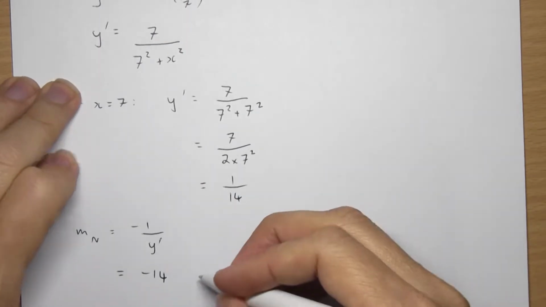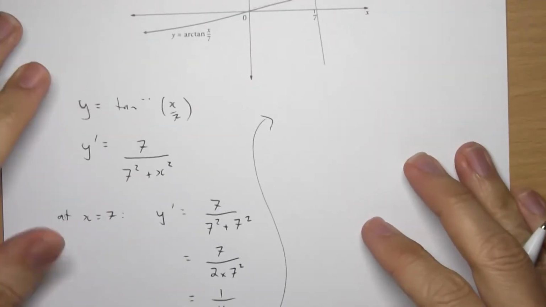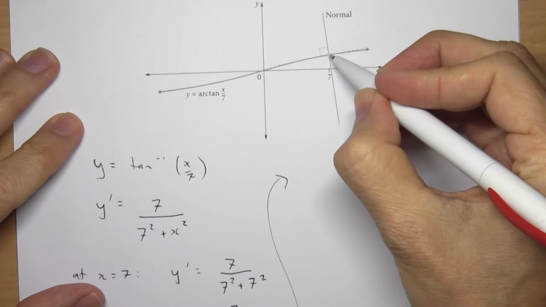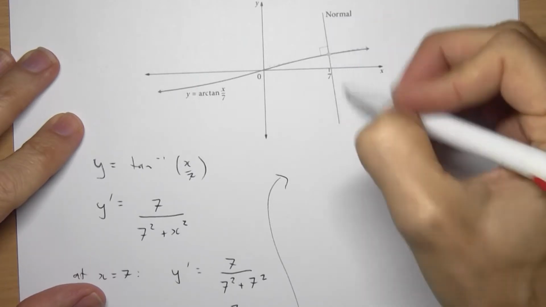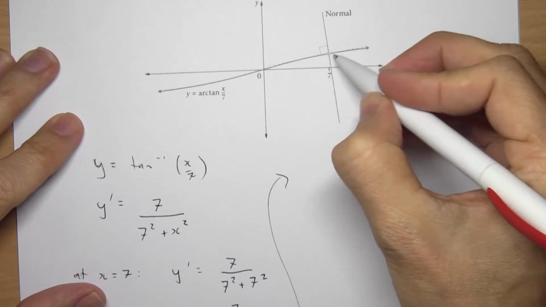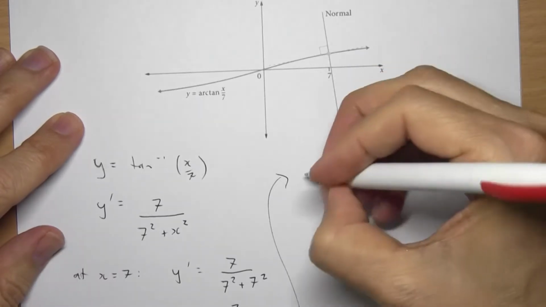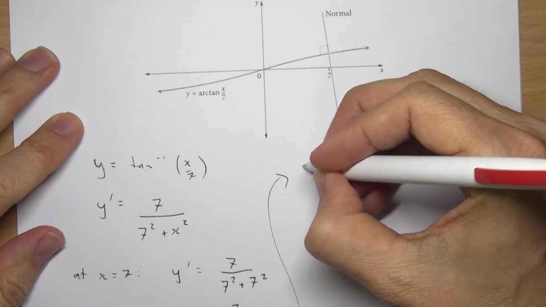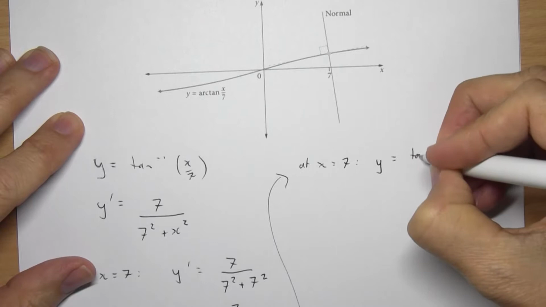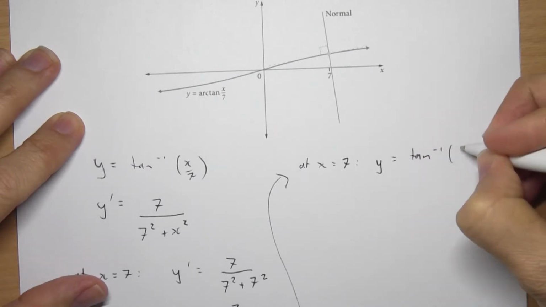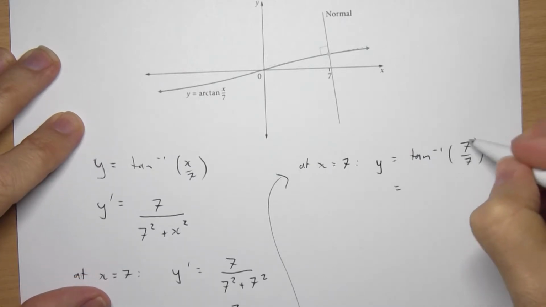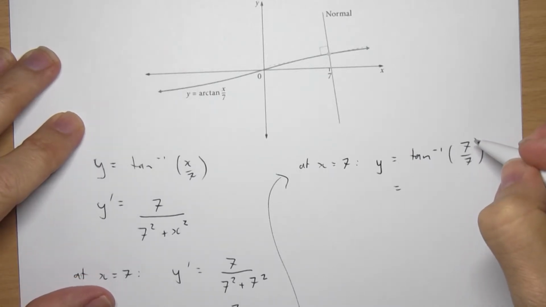Okay, let's work out the equation of that line here. I have a point on the line and I have the gradient. Actually, I haven't quite worked out the point yet. I've got the x-coordinate, but what's the y-coordinate? So still, at x equals 7, the y-coordinate is inverse tan of 7 on 7. You can see why they chose 7 as my x-coordinate, because it's making this very nice.